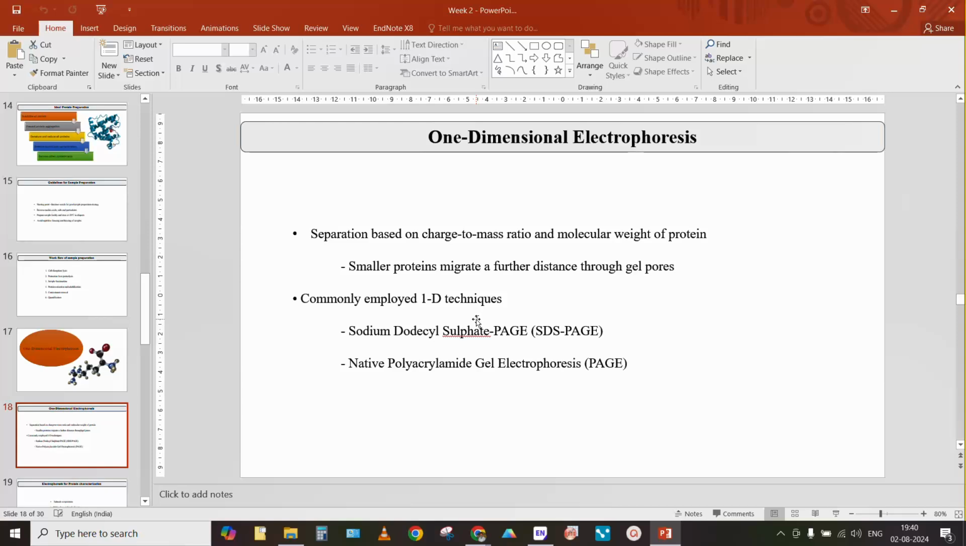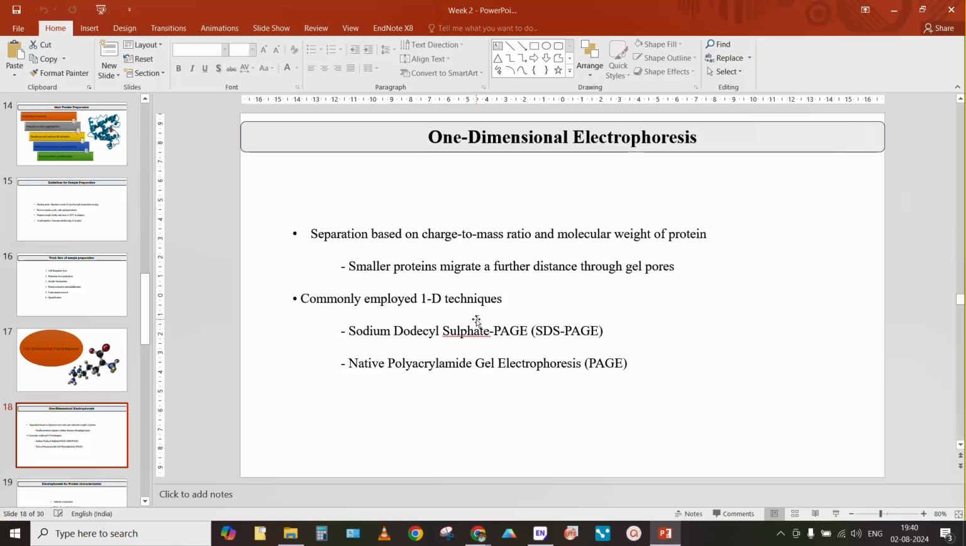If you apply standard molecular weight markers, which give you known molecular weights, then for a given unknown protein you can determine the molecular weight. It is expected that higher molecular weight proteins will remain on the top and smaller molecular weight proteins will reach towards the bottom of the gel. A commonly employed one-dimensional technique is sodium dodecyl sulfate polyacrylamide gel electrophoresis. In common language, we say SDS-PAGE.